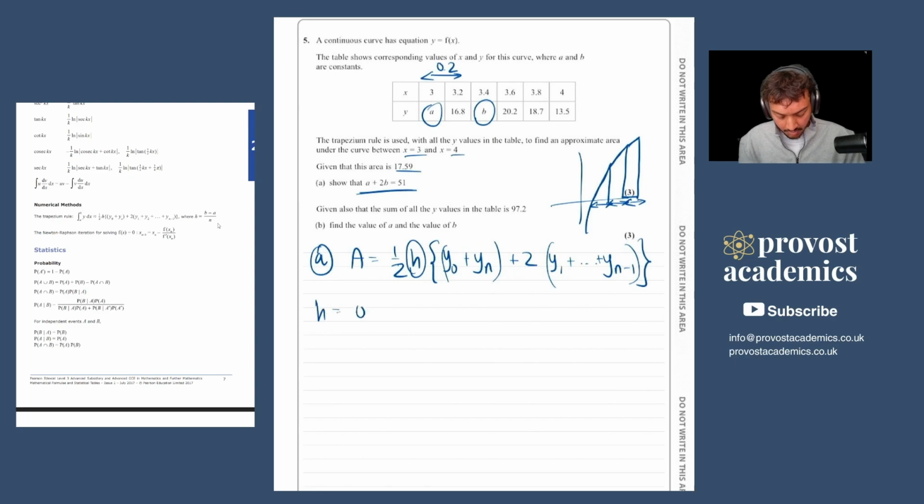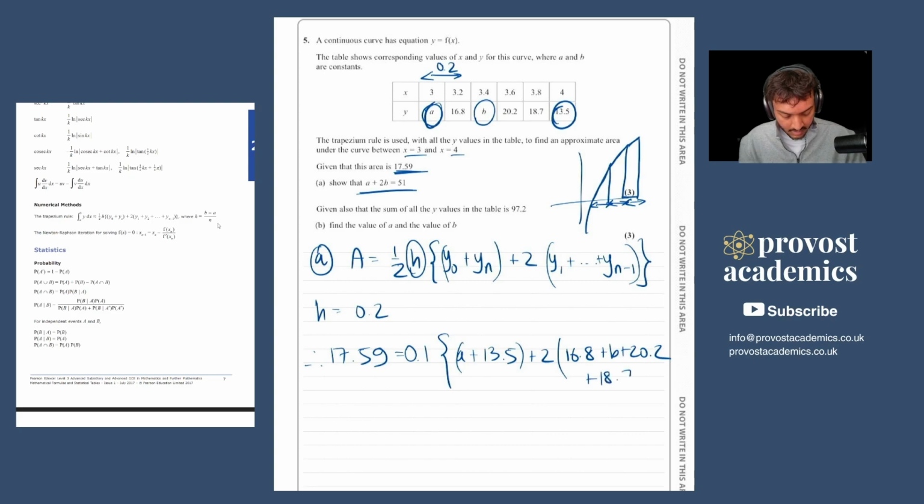So h is equal to 0.2, and then we have the rest of the equation. So therefore 17.59, which is what my area is equal to, is 0.2 times a half, so I'm just going to say that's 0.1, y0, which is a, and yn, which is 13.5. So that's your starting and your ending values of y, and everything else in between will just be 2 times that: 0.8 plus b plus 20.2 plus 18.7.